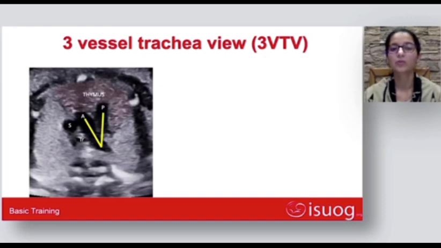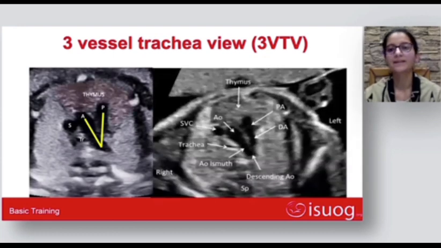Another important structure which can be seen in this plane is this relatively hypoechoic structure anterior to the great vessels and behind the sternum, that is the thymus. So this is a good plane to assess the thymus when we are suspecting thymic hyperplasia or aplasia, as in 22q11 microdeletion. This is another image showing you this 3-vessel trachea view, illustrating the relevant anatomy.